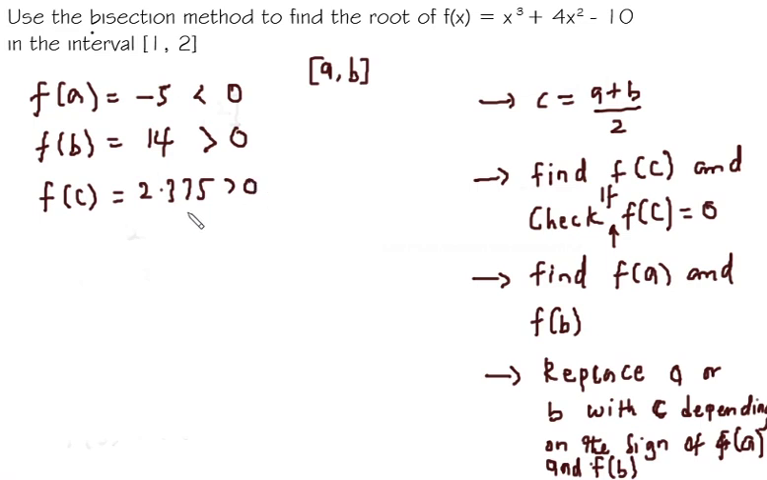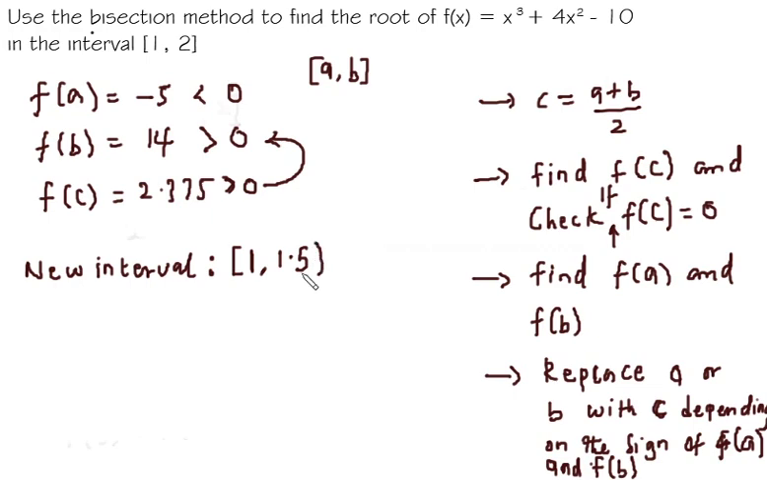In order to know the one that we replace with c in this interval, we need to look at the signs. The sign of f of a is less than 0. The sign of f of b is greater than 0. The sign of f of c is greater than 0. So f of c will be replacing f of b. That means c will be replacing b in this case. So our new interval will become: a is still held intact. So this is 1, and then our c is 1.5. So this is the new b, and this is a.